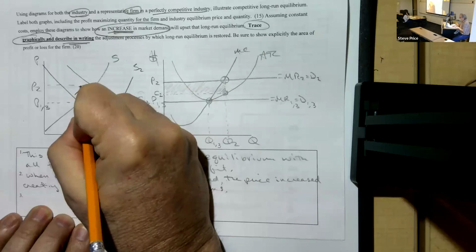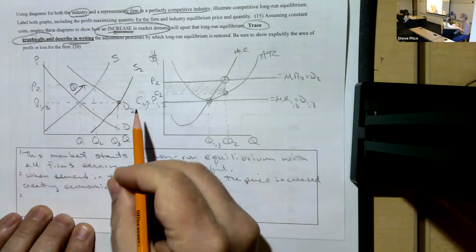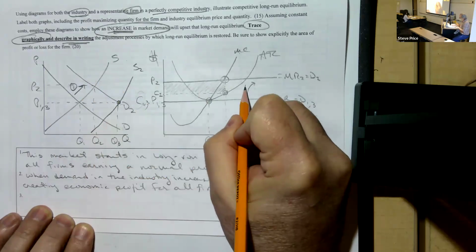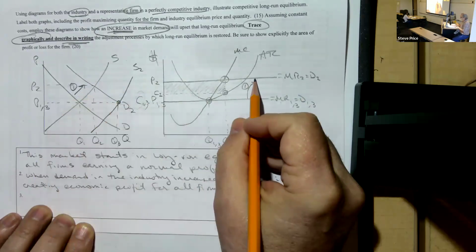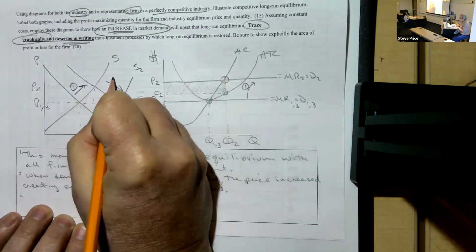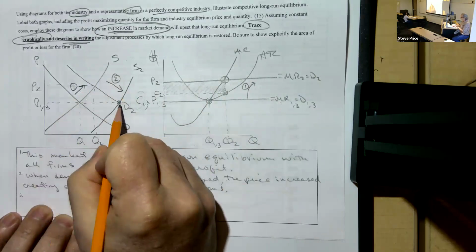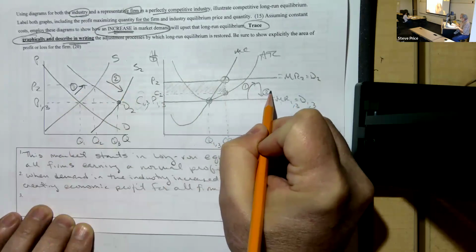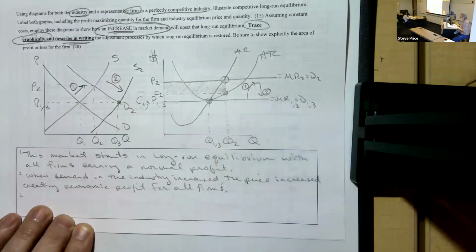Recall that I did this when I first explained it. Notice that the increase in demand is what moved us right up there with that higher price and economic profits. And as economic profits cause new firms to join, that causes the price to go back down to where every firm is just making a normal profit. We're back to long run equilibrium.